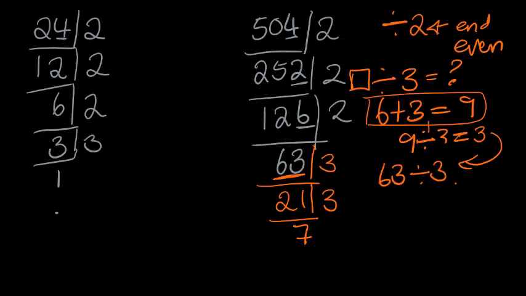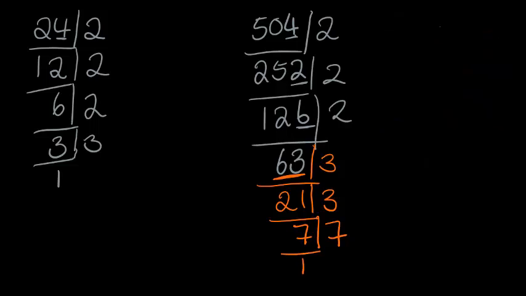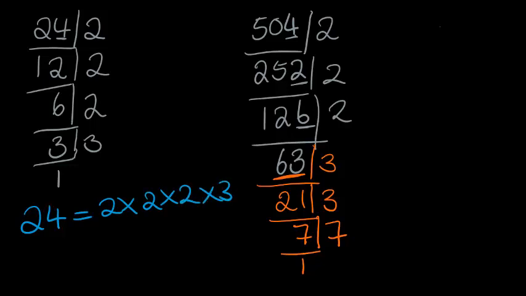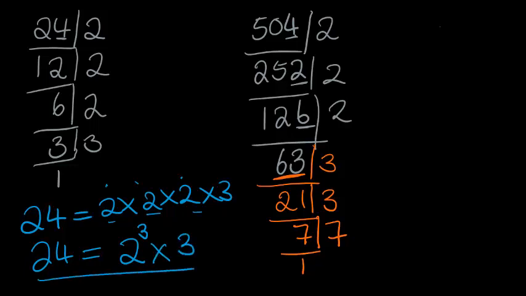So divide by 7. And I am done. So if I was to write the numbers as prime factors, I would say that 24 is equal to 2 times 2 times 2 times 3. But that is very repetitive. So instead of writing them out like that, I'm going to say 24 is equal to 2 to the power of 3 multiplied by 3. And that is the prime factorization for the number 24.